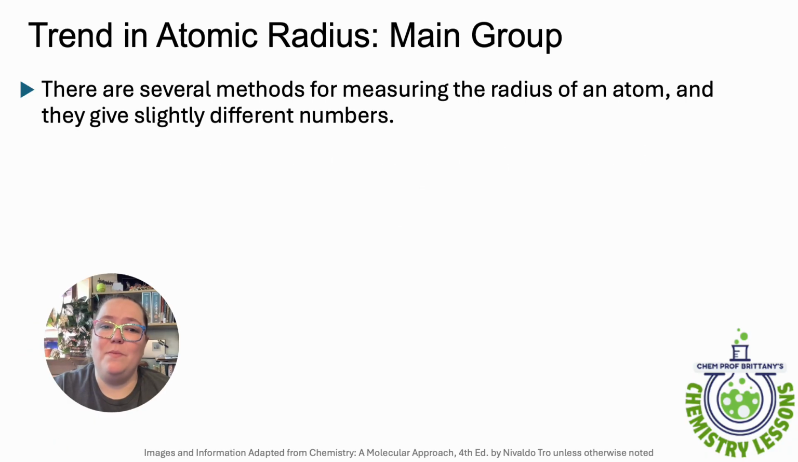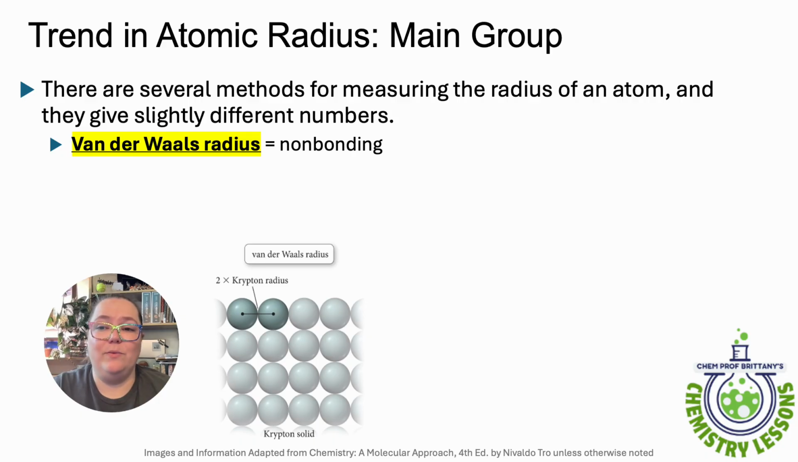So, there are several methods that we use for measuring atomic radius for main group elements, and they give slightly different numbers, but it's the same general vibe. Right? The first way that we can look at it is what we call the van der Waals radius, which is the non-bonding radius. So here I've got two krypton atoms that are not bonded to each other, but they are side by side. We can measure the distance between the two nuclei, divide by 2. That's our radius.